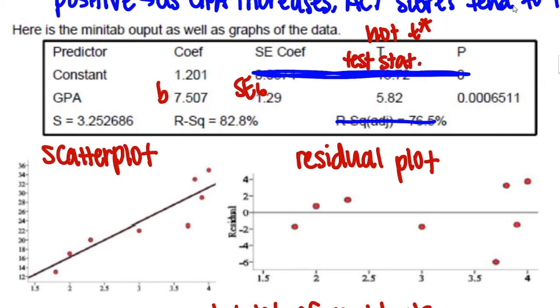Because 5.82 is what we got, 5.189. And remember, the formula equals B minus 0 over SEB. And so if we have, here's our B, 7.517, minus 0 is going to be 7.517 over SEB equals. I'm just going to write that. The first number divided by the second number equals the third.